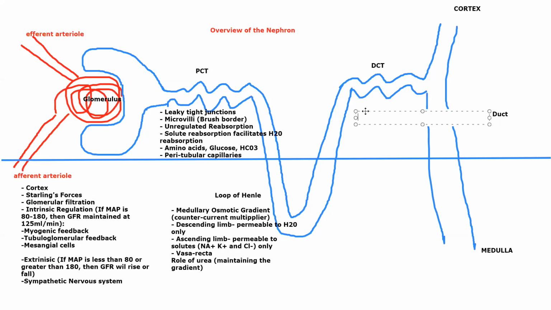Okay, so let's speak about the DCT and the collecting duct together. Again, features here kind of overlap. Here we have regulated reabsorption. We see regulated reabsorption of our solutes. So that's going to be sodium, potassium, chloride, and water.